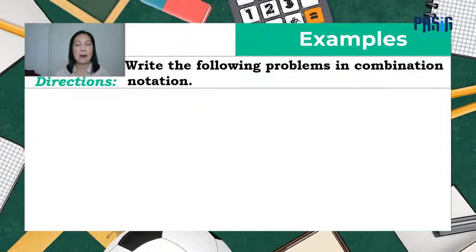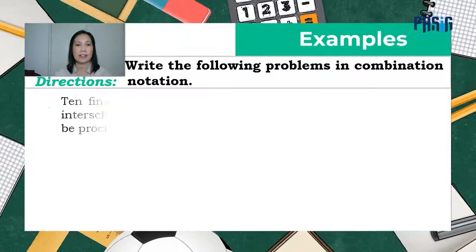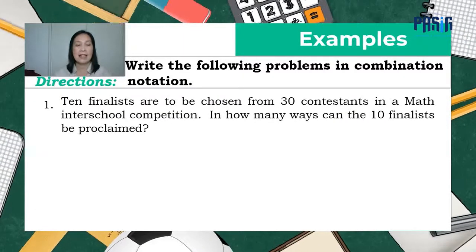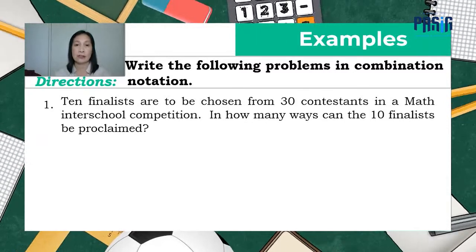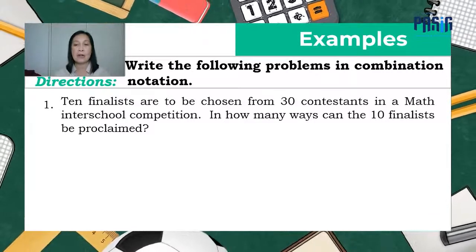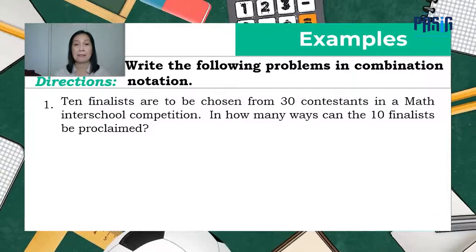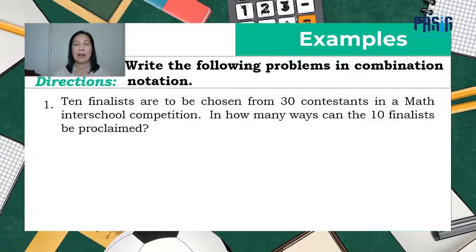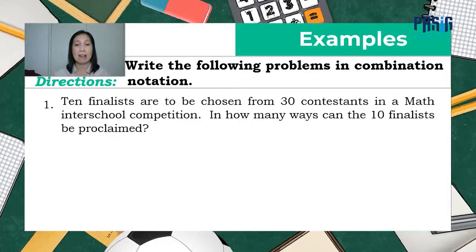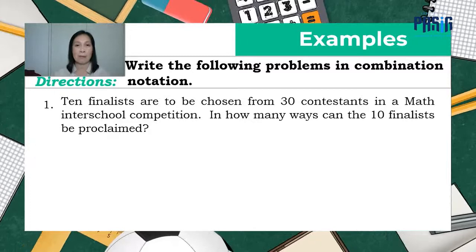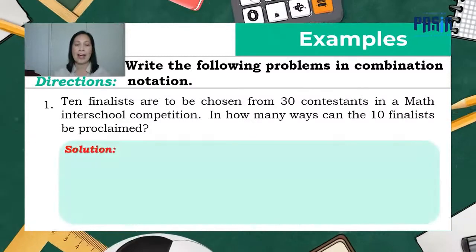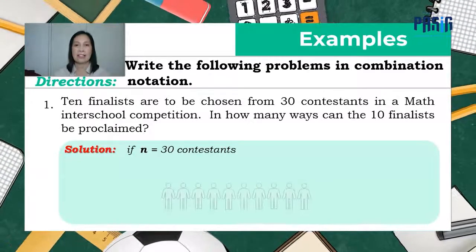Write the following problems in combination notation. Number 1. 10 finalists are to be chosen from 30 contestants in a math inter-school competition. In how many ways can the 10 finalists be proclaimed? Okay, in order to write this in combination notation, we need to determine what is n and what is r in the problem. So our n here are the 30 contestants.